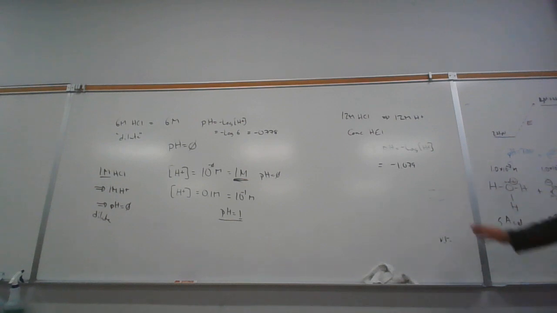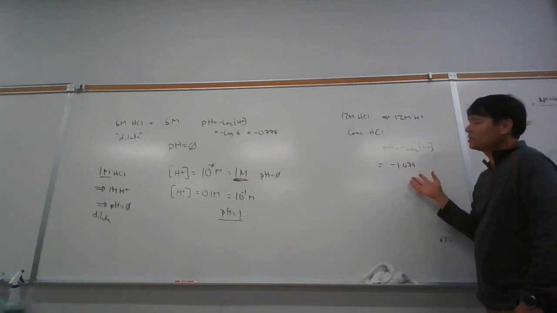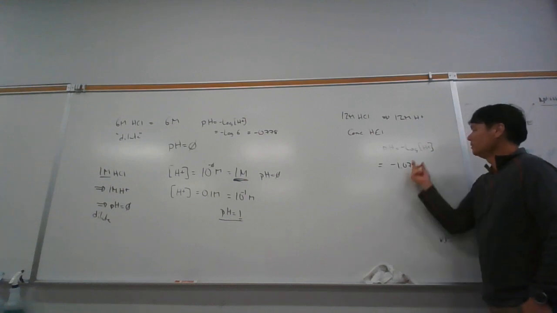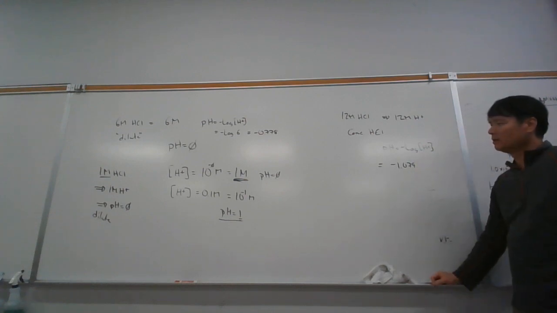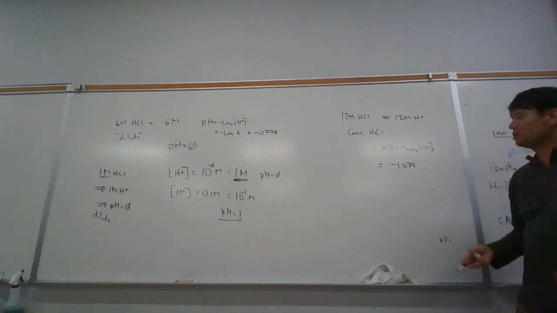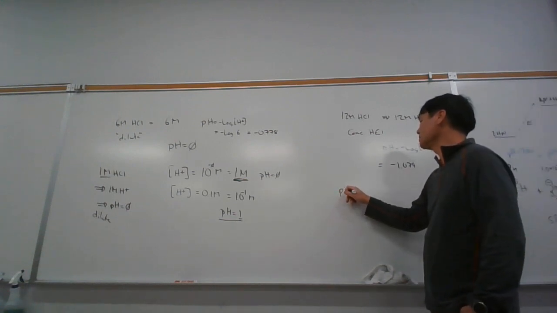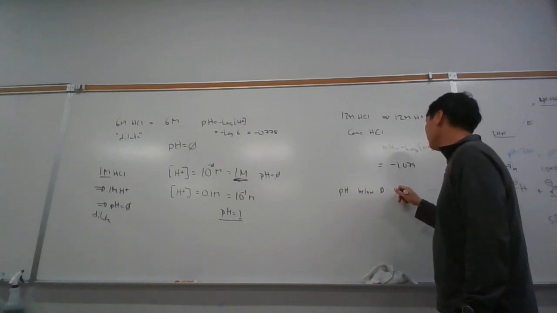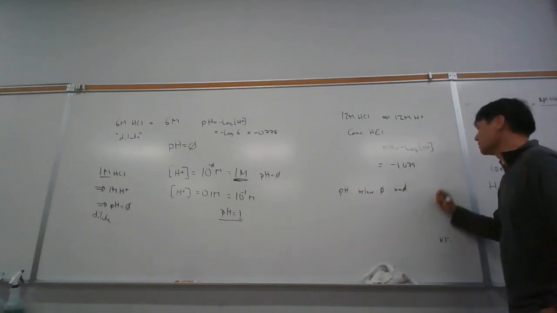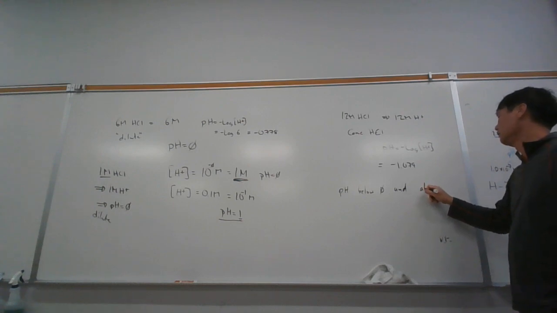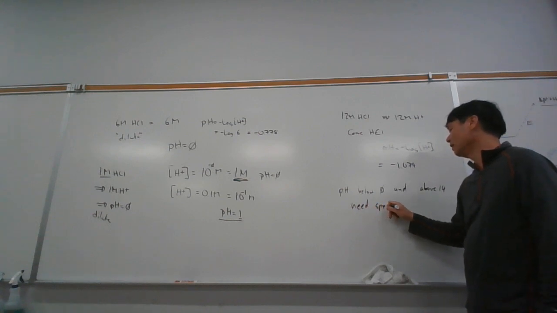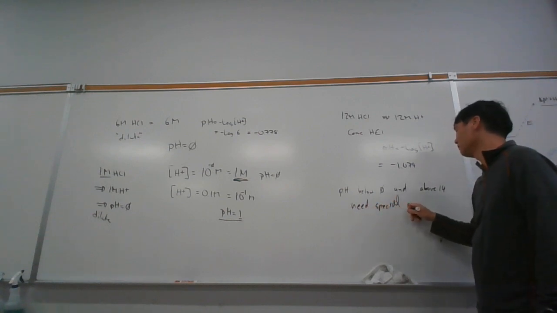Now there's problems because once you get to very high concentrations, the equations don't work so well. And so these equations have to be modified. With pHs below 0 and above 14, you could have pHs above 14, you need special equations.